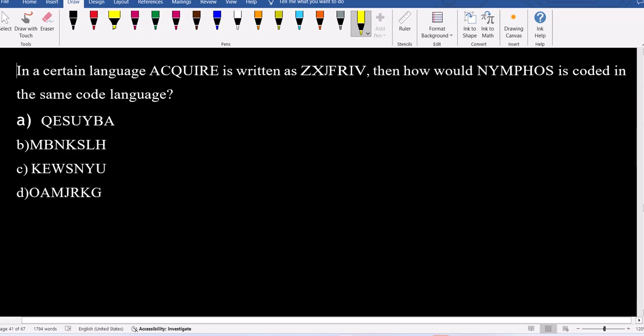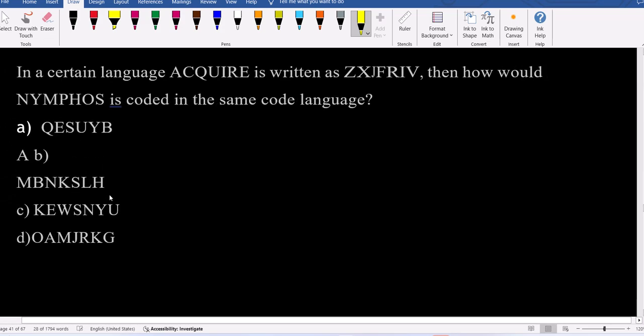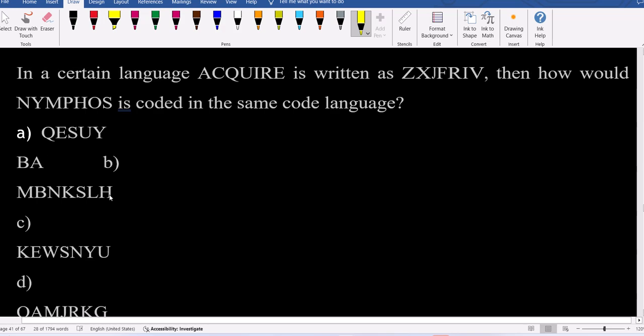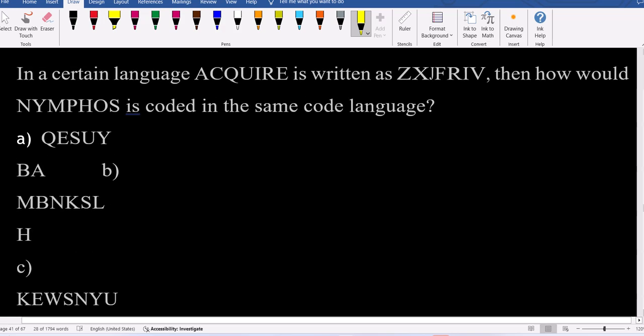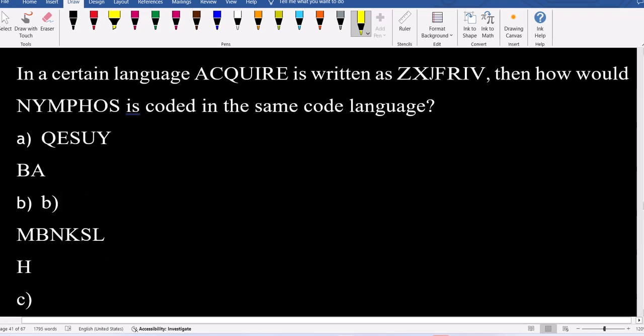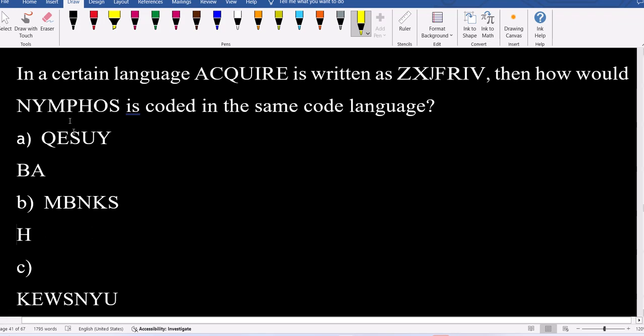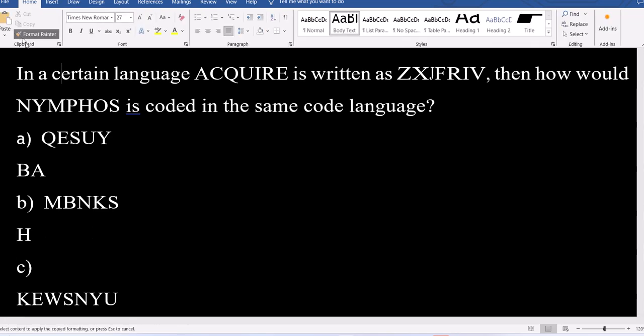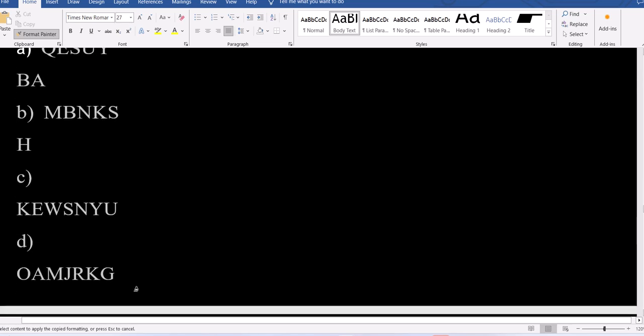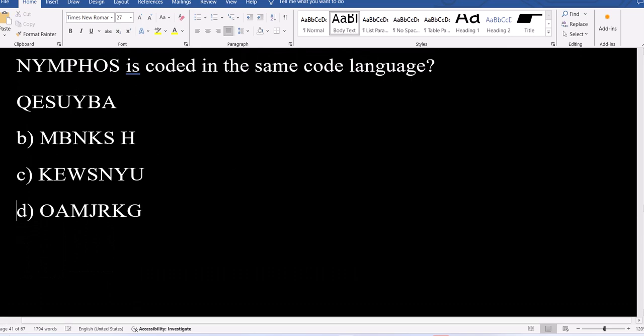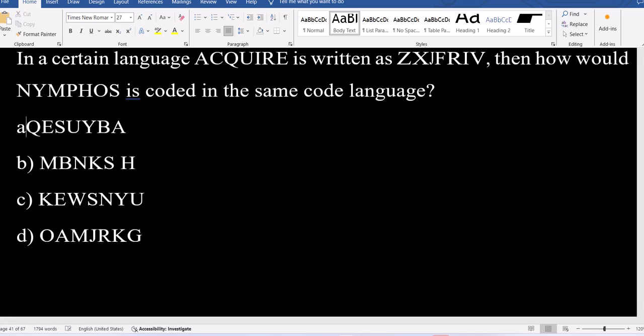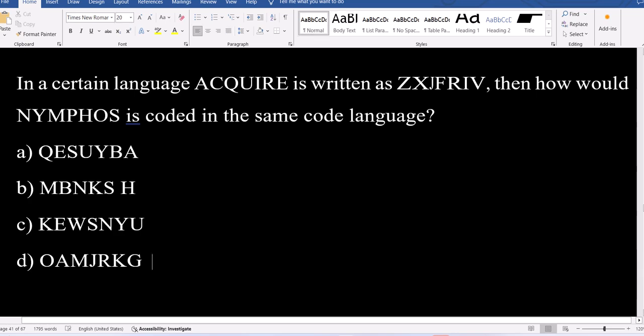Okay, in a certain language, acquire is given like this. Then what will be your option? Yes, what's your logic, dear? Acquire. Excellent logic. This is an excellent question.